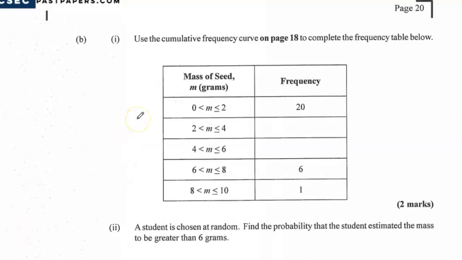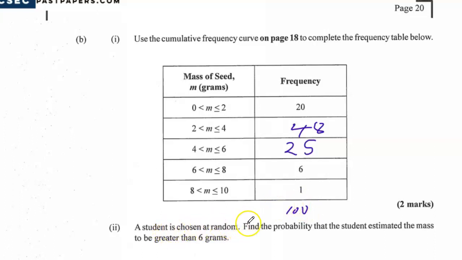Part B, use the cumulative frequency curve above to complete the frequency table shown below. So the mass is between 0 and 2, 2 and 4, 4 and 6, 6 and 8, 8 and 10. Let's fill in these values. Now we know the total was 100. And if we check the graph, this was 48. This was 25. And if you sum all these values, you should get 100.